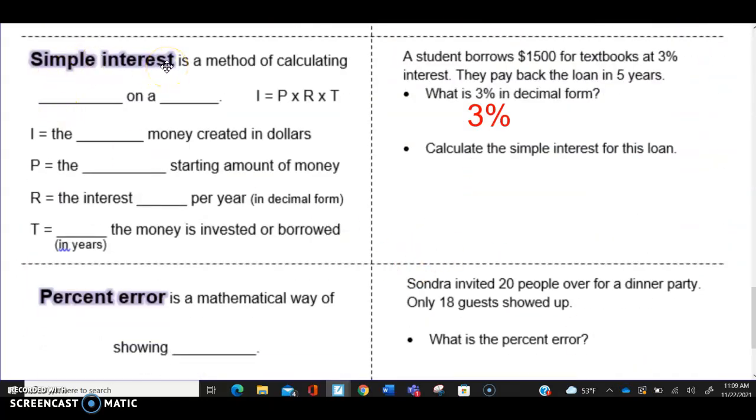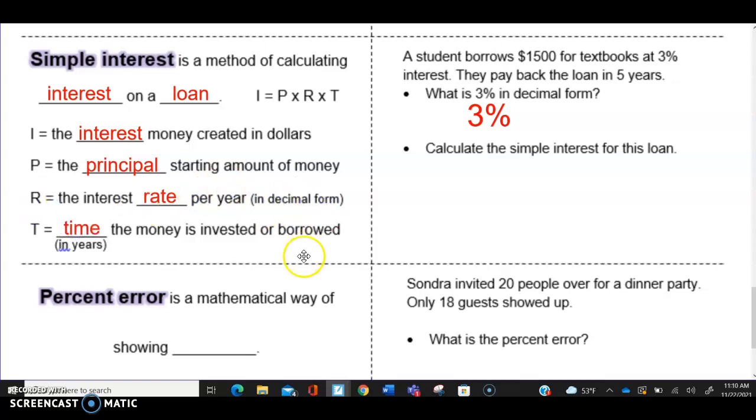Simple interest is a method of calculating interest on a loan. We find it doing I equals PRT. So the I stands for the interest, or the money created in dollars. P is the principal, which is the starting amount of money. R is the interest rate per year, which has to be written in decimal form, and most times it'll be given to us as a percent.